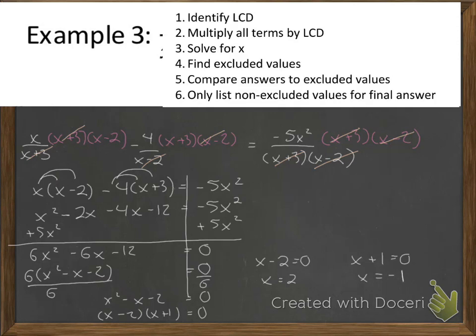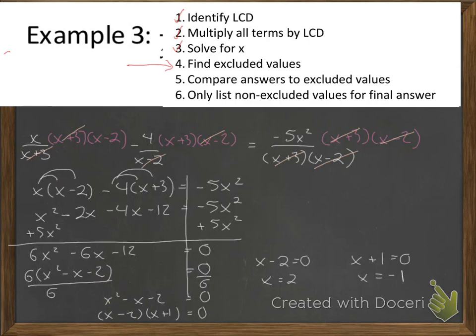So at this point, let's visit our steps. We've identified our LCD, we multiplied everything by the LCD, and we solved for x. But again, we're only halfway through because we need to remember what our excluded values are and whether any of them are part of our solutions, right?